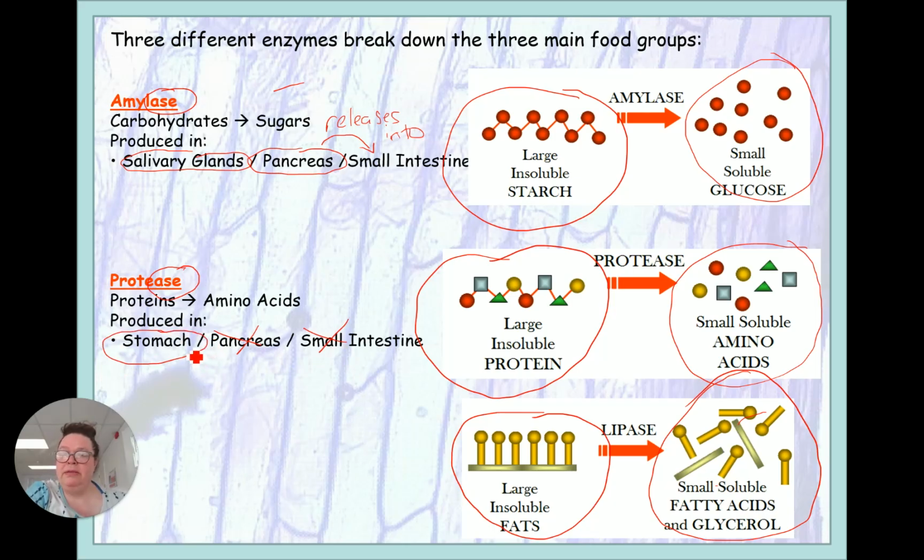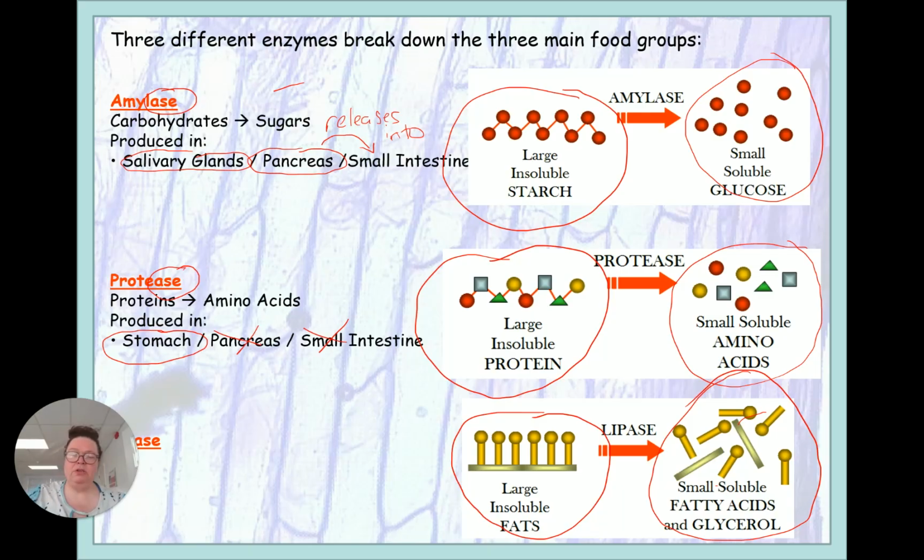and what happens in the stomach in a minute, but the stomach provides acid, but the stomach also provides proteases. So protease is the enzyme, and it will break down these large insoluble proteins into small amino acids. Okay, one more.